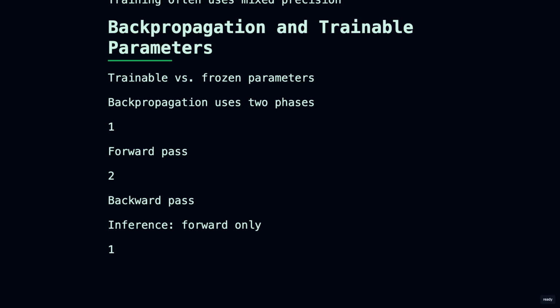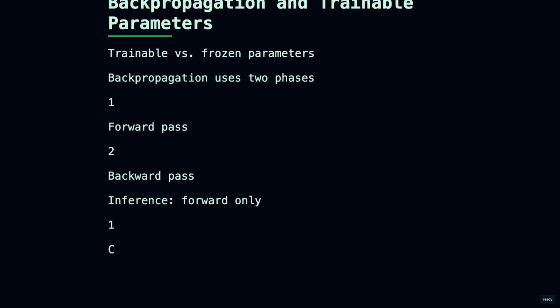The backward pass starts by measuring the mistake. That gives us a number we can optimize. We compare the model's prediction with the expected answer, called the ground truth. Their difference is the loss, and that loss tells us how wrong the model was.